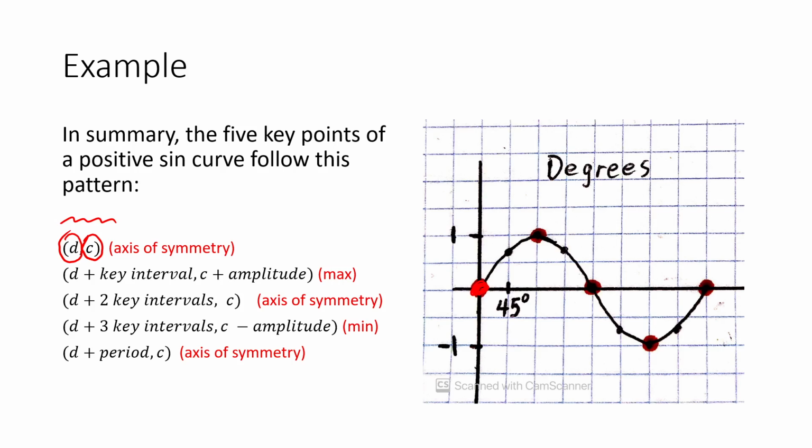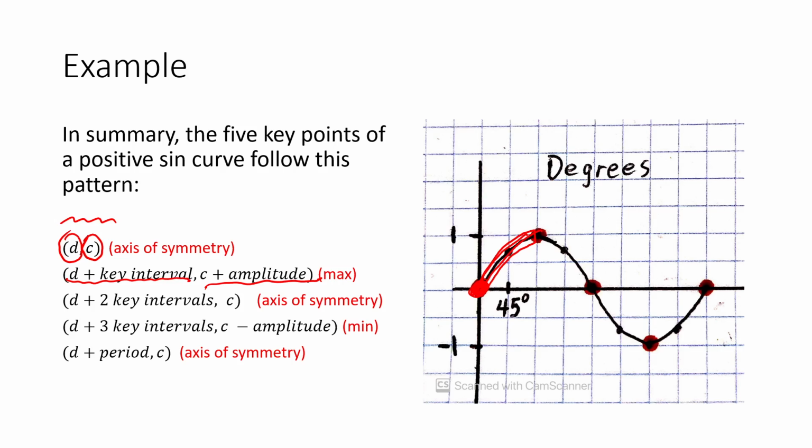Let's keep on going. Well, we know when our parent function is positive sine, we go up to get from point 1 to point 2. Well, that means the x value of our second key point will be the first x value plus a key interval, d plus a key interval, and our second y value will be the original y value, which was c, plus 1 amplitude. And we've got our second key point.